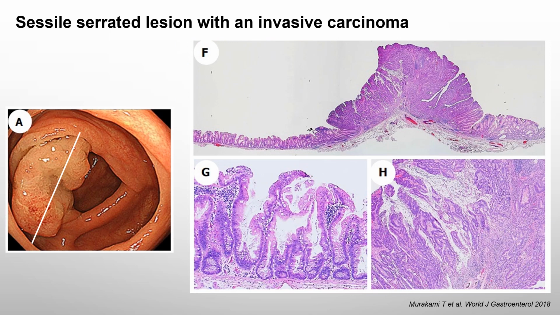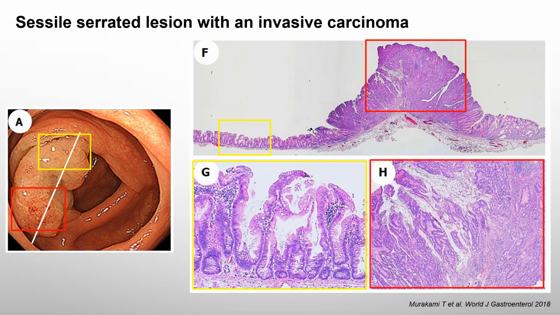Histopathologic finding with hematoxylin eosin staining of the resected specimen. Part G is SSL. On the other hand, Part H is an invasive submucosal adenocarcinoma associated with an SSL.